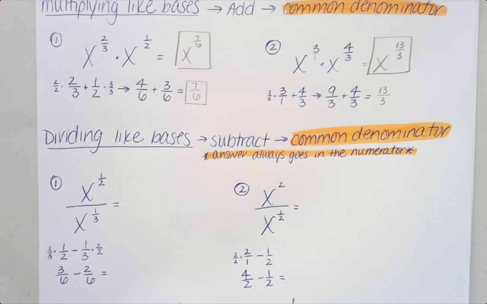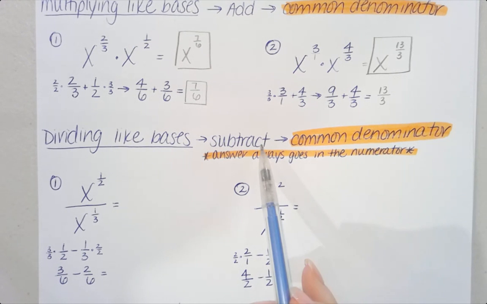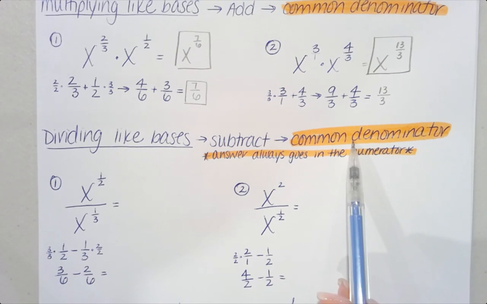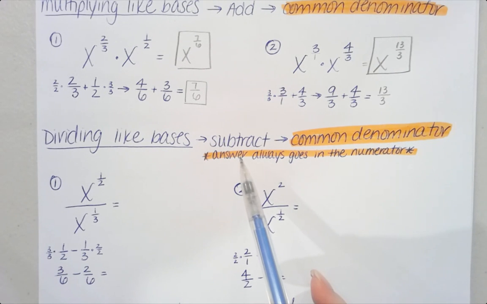If you're dividing like bases, that means that you're going to subtract your exponents and you're going to need a common denominator. You should always write your answer in the numerator, even if the answer gives you a negative exponent. I know for my students, I've always used the trick who has more and how many. Right now, this really isn't the best time and place to be using this. It's a common mistake to assume that one fraction might be larger than another and accidentally get an incorrect answer. So always put your answer in the numerator, even if it's negative, and you can always just take care of it later.